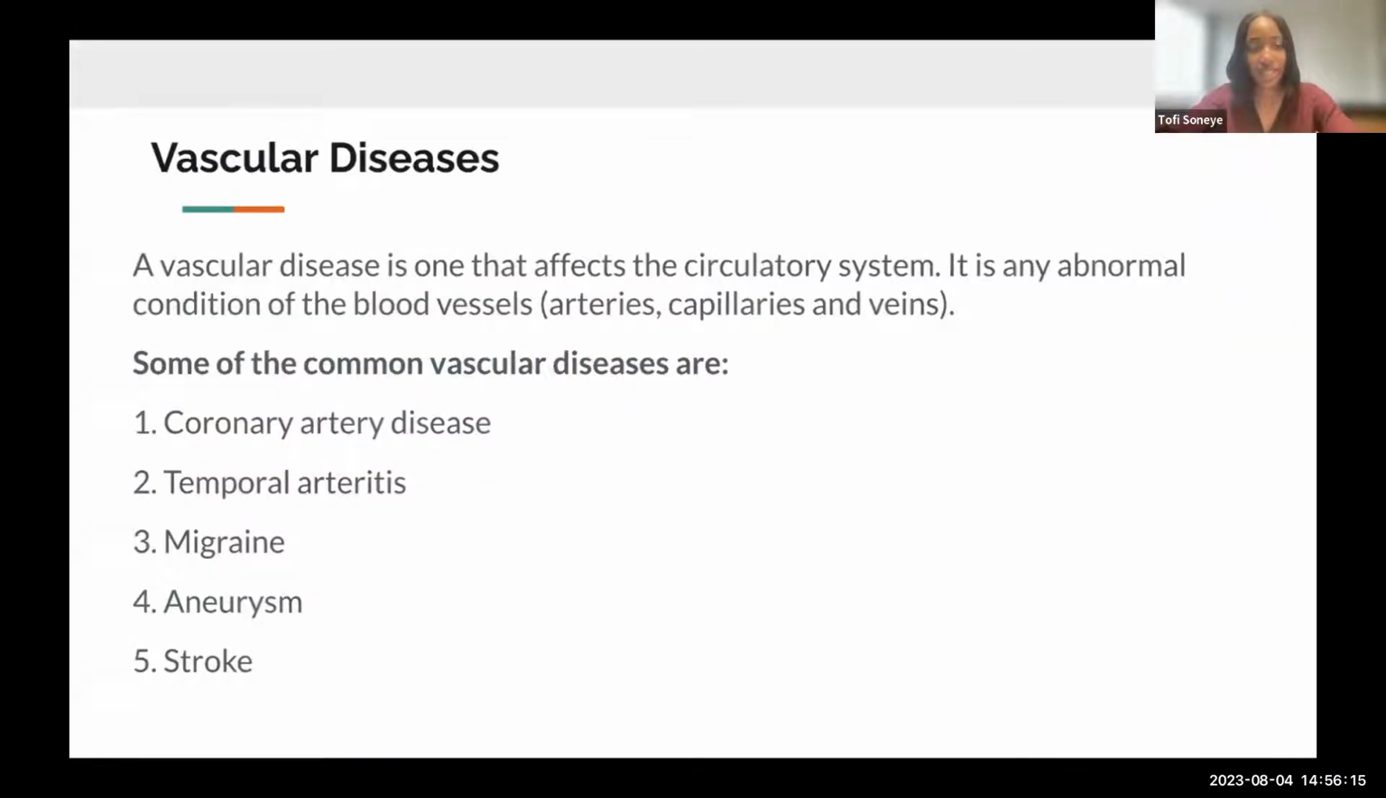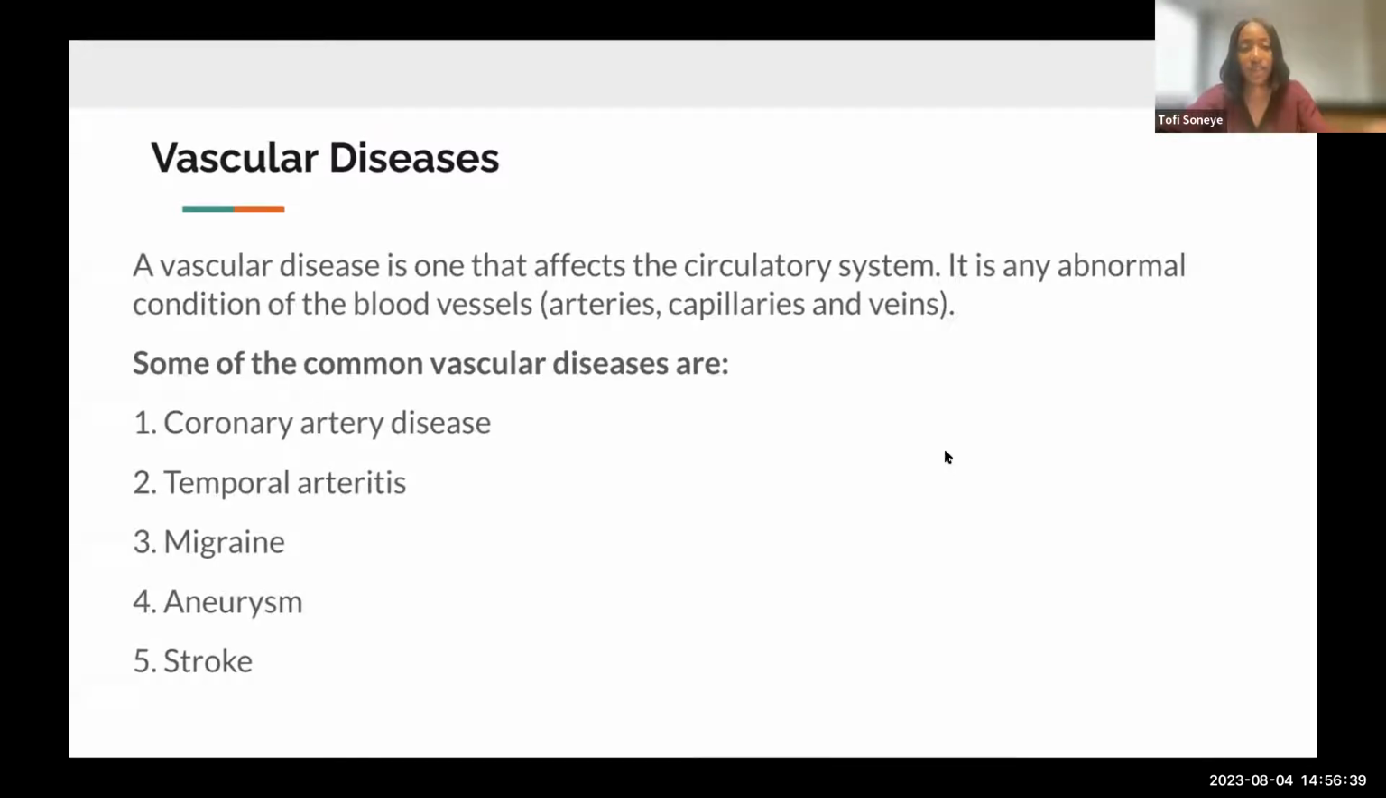So what motivated our project was the desire to understand the cell and gene types that play a causal role in vascular diseases. And these vascular diseases are those which affect the circulatory system. So any disease that affects the arteries, capillaries, and veins is a vascular disease.